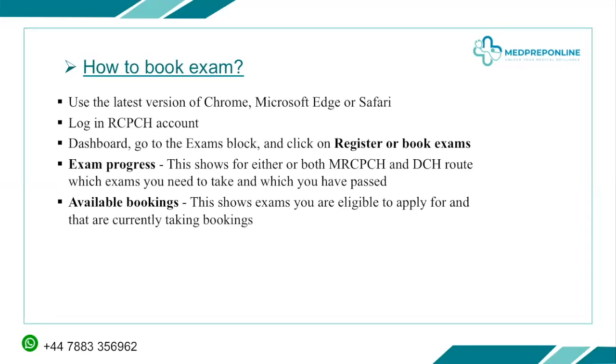When you go into the exam block, you see two windows. One is about the exam progress. It shows whether you opted for the MRCPCH route or the DCH route. Whatever parts you have already passed, there will be a small tick beside that part, and whatever is left will be shown. Also, this window will show the available booking if it is present, and you can do the booking.